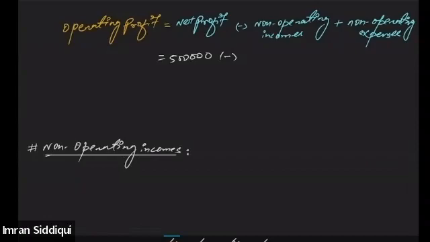To calculate non-operating incomes, we'll take whatever non-operating income is given in the question. As far as I'm able to see, we have two non-operating incomes. Dividend received is a non-operating income. Why? Because it is an investment income, an income that we have received on investment, which is not the main operational income.